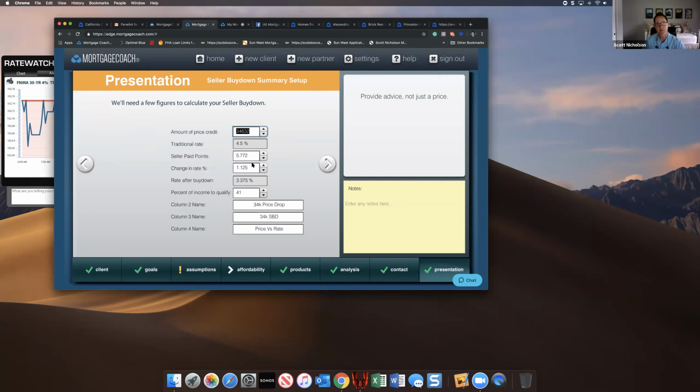So I go, all right, let me look at the bottom of my sheet. So I got 3 3/8 on a 30-year fix. My points are almost 6 points. So 5.772. I'm not concerned about that right now. So I plugged it all in. The amount of the credit, I took the loan amount.